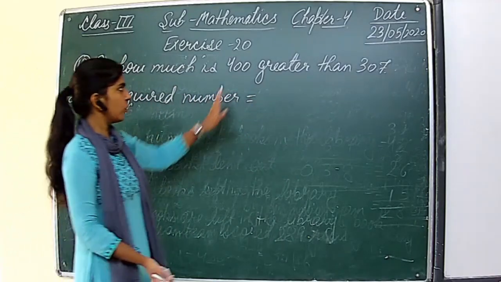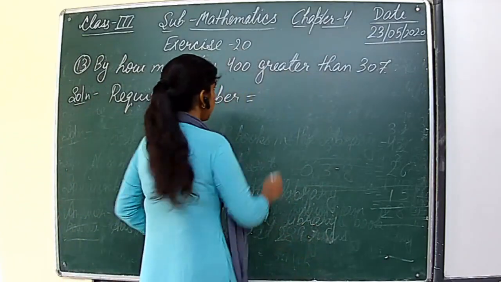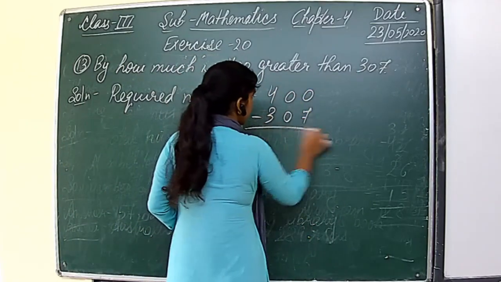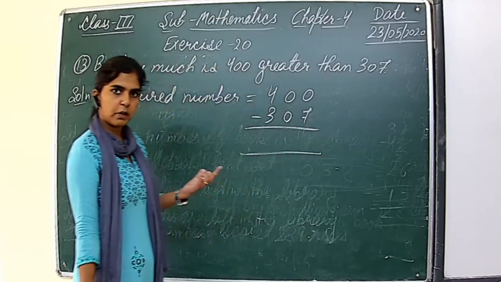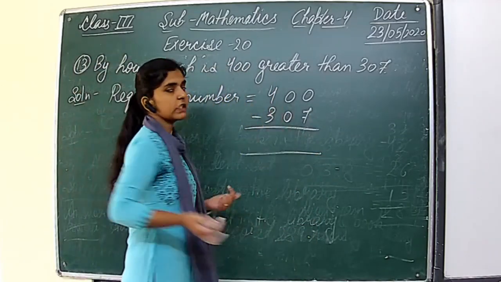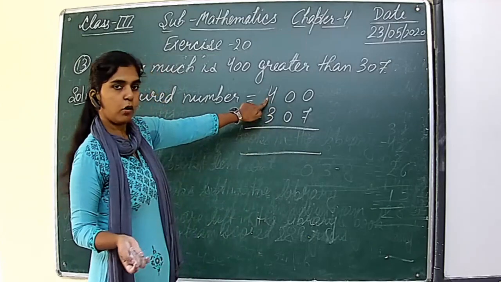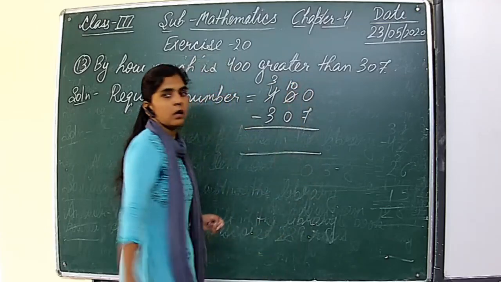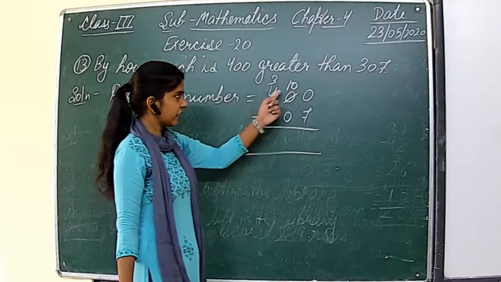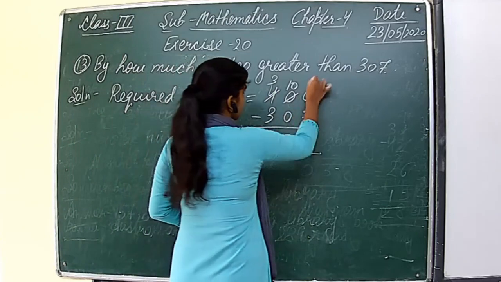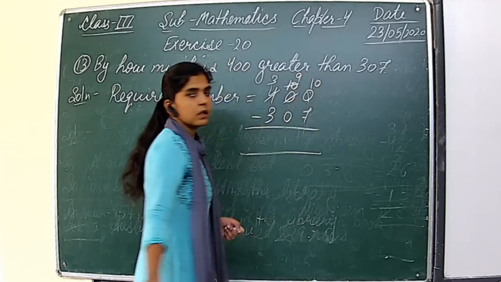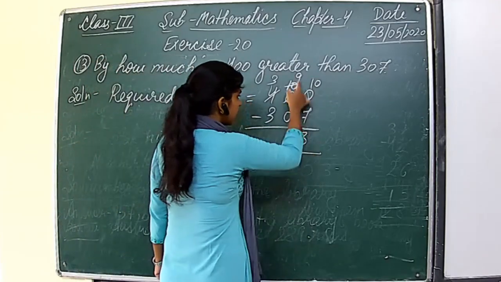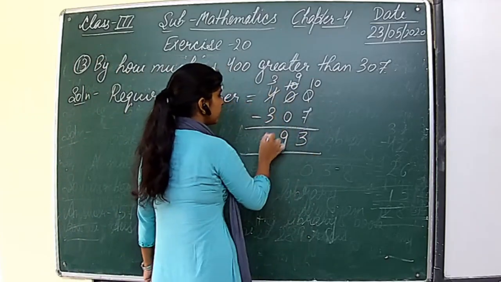So what we need to do here is subtract the numbers. So let us subtract 400 minus 307. 0 minus 7 is not possible, so we will take a borrow. 0 cannot give any borrow, so we will take a borrow from 4. So it will become 3, then it will become 10, right? When this 10 gives a borrow to him, it will become 10 and it will become 9, right? So 10 minus 7, 3; 9 minus 0, 9; 3 minus 3, 0.